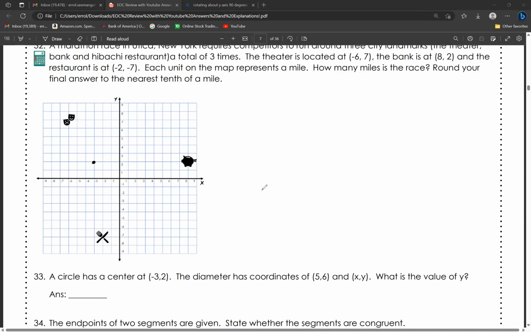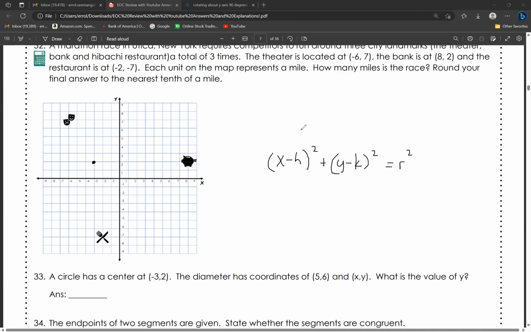There's your center. Okay, so the circle has a general formula of this, right? (x - h)² + (y - k)² = r². That's the general formula of a circle.